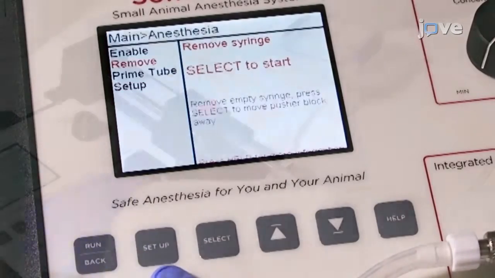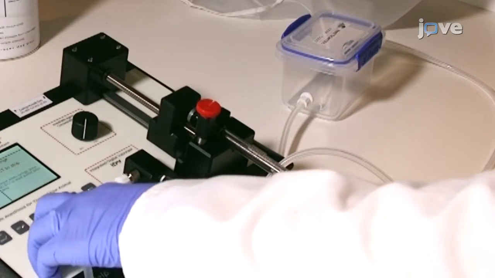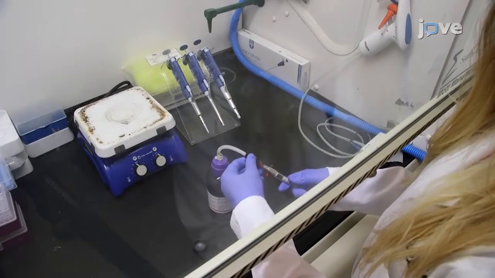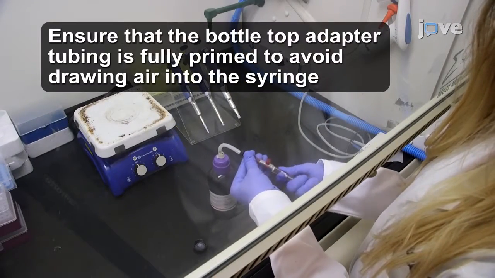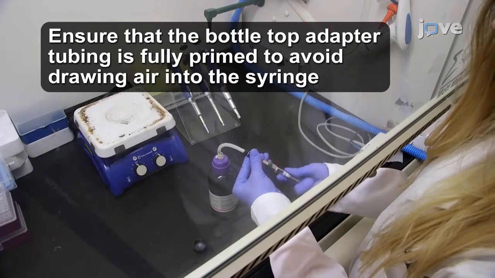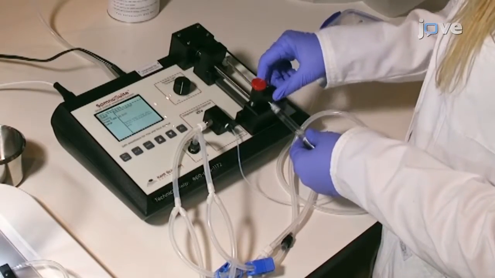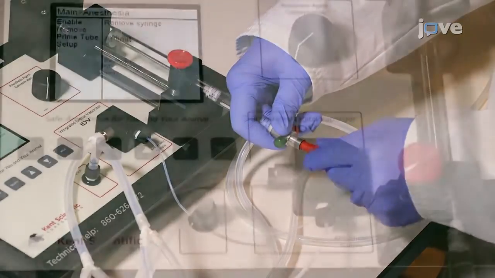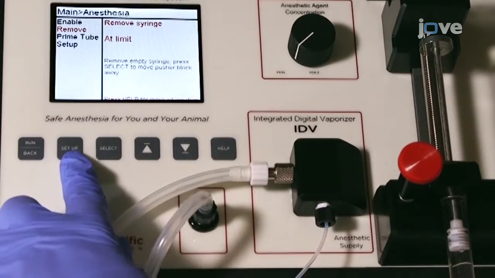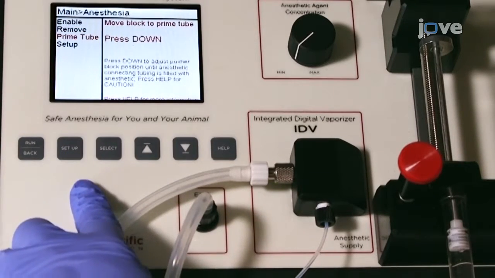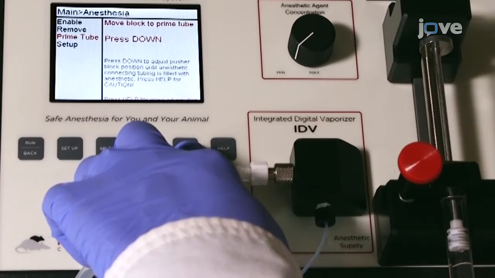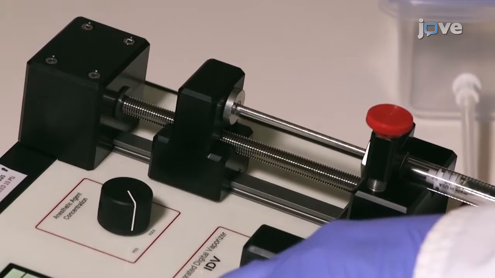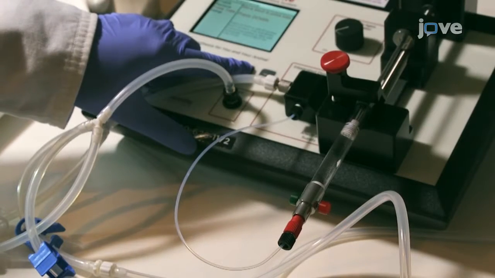Remove the syringe and then fill with isoflurane using the bottle top adapter. After filling, place the syringe back into the retention block and attach the delivery tube. Next, prime the anesthetic delivery tubing by pressing the directional buttons. The system will depress the syringe until the anesthetic travels into the vaporizer block. It is important not to overprime the syringe.